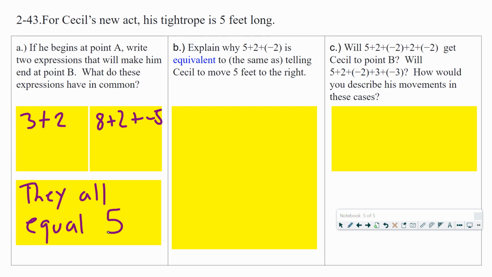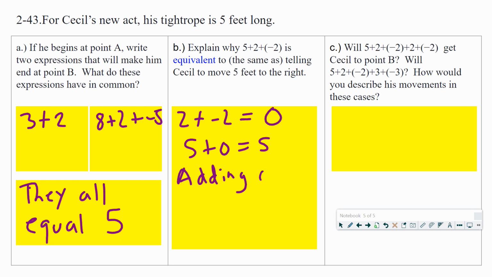Part B says, explain why 5 plus 2 plus negative 2 is equivalent to telling Cecil to move 5 feet to the right. So in 5 plus 2 plus negative 2, 2 plus negative 2 equals 0. Then 5 plus 0 will equal 5. So adding opposites will always get us to 0. So Cecil will move 5 to the right.